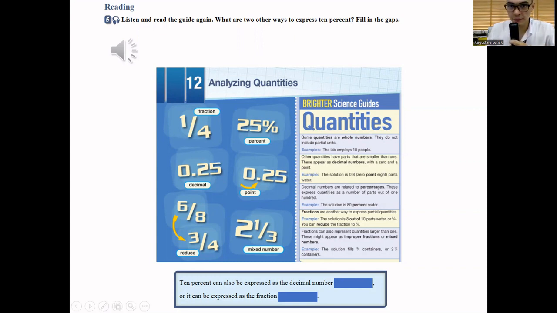So that was the audio clip. Here's the answer. 10% can also be expressed as the decimal number 0.1, or it can be expressed as the fraction 1 out of 10. Okay? So those are the answers. Moving on to the next segment.